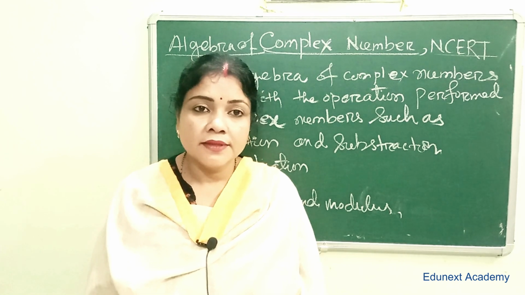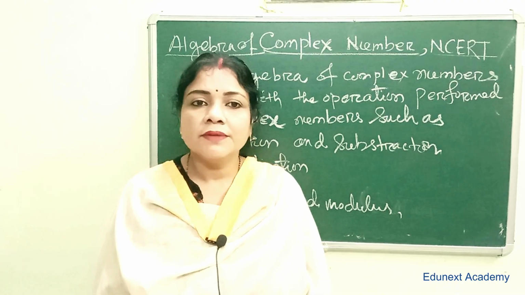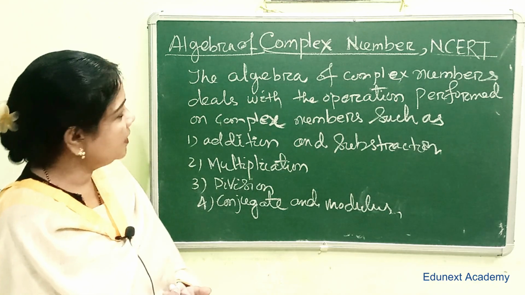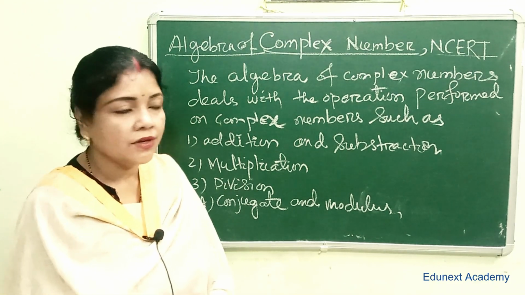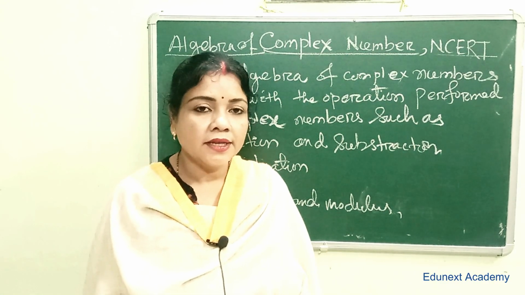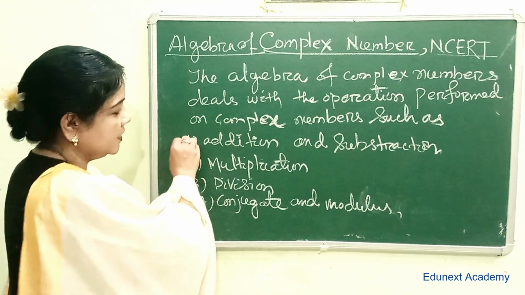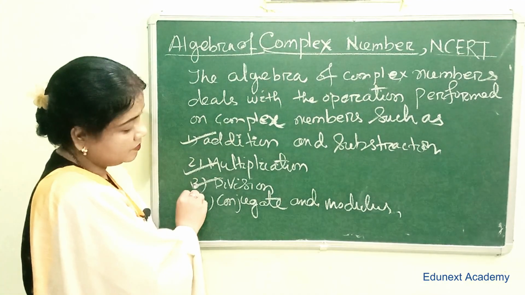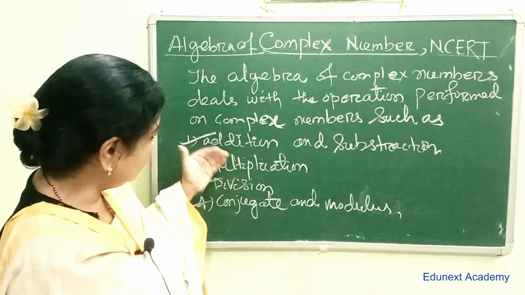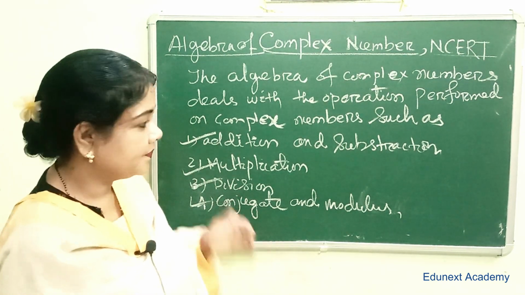If we consider Z as a complex number, then it is a combination of a real part and an imaginary part, right? So the algebra of complex numbers deals with operations performed on complex numbers. Those algebraic operations are addition, subtraction, multiplication, division, and complex conjugate and modulus. Before going to the individual operations, let us know what a complex number is.